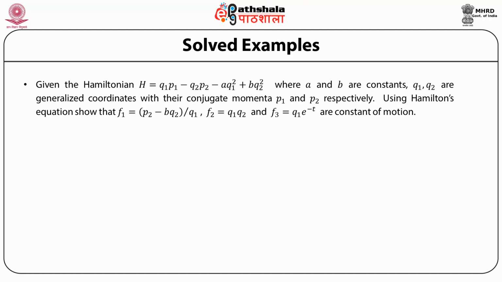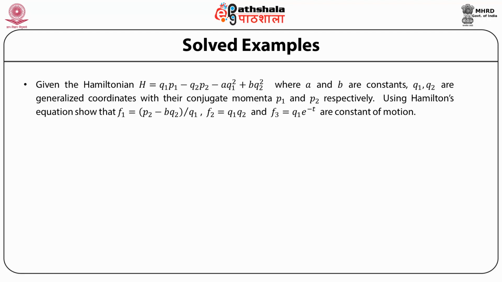Using Hamilton's equations, the problem we want to consider is to show that a function f1, defined as (p2 minus b q2) by q1, a function f2, defined as the product q1 q2, and a function f3, defined as q1 times e to the power minus t, are all constants of motion. Now, how do we go about this problem?